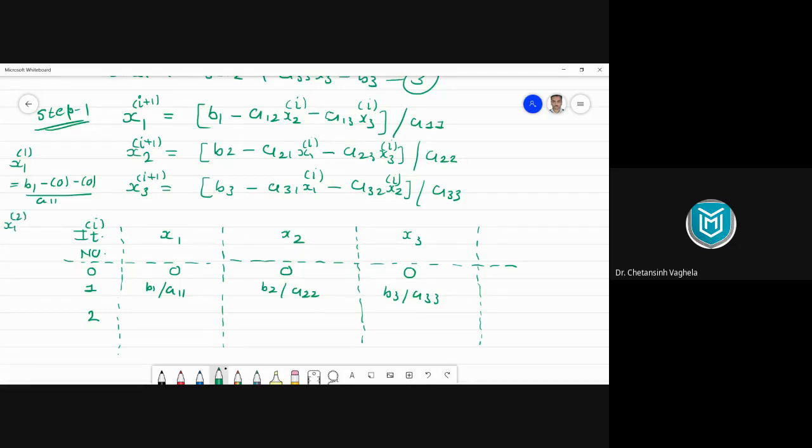The value of the second iteration. Now for that it will be like this: b1 minus a12 x2 power 1. x2 power 1 means it is the value of x2 from the first iteration. Now what is the value of x2 from the first iteration? It is this one, right? You have to take this value. Similarly, the value of x3 from the first iteration is this one, right? So to get the value of the second iteration, we will use the value from the previous iteration.